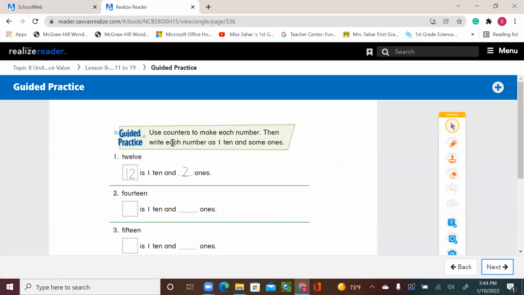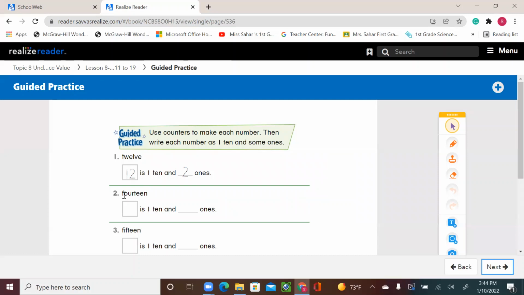from guided practice. Use counters to make each number. Then write each number as 1 ten and some ones. So this is going to be in your book, page 326. So let's see number 1. 12, and I see in a box 12. When I look at my number 12, I know that there's one group of 10. So it's 1 ten and 2 ones.